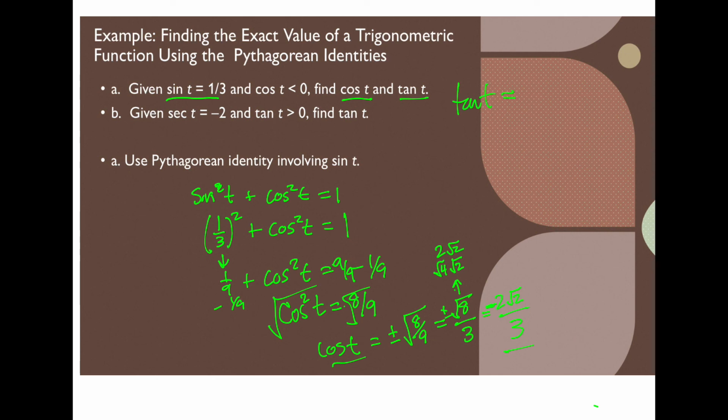Tangent, we know, is sine over cosine. So sine is 1/3, and then we have 1/3 divided by negative 2 root 2 over 3. That tells me the tangent is going to be negative, but this is a very complex fraction. I'm going to change it into a multiplication, because this is a division. So we change it to a multiplication, then we flip the second fraction, making that 3 over negative 2 square roots of 2.